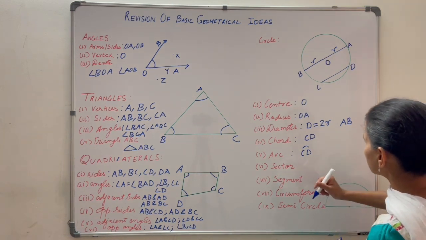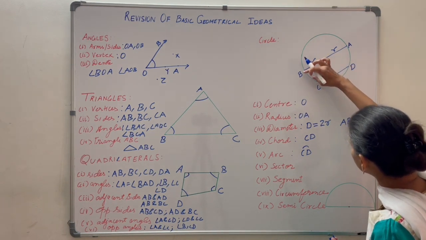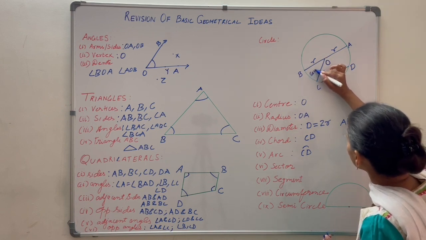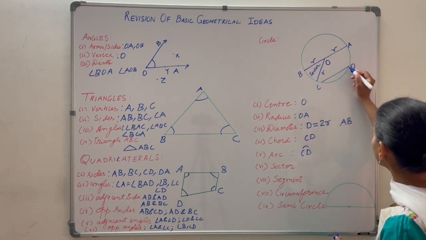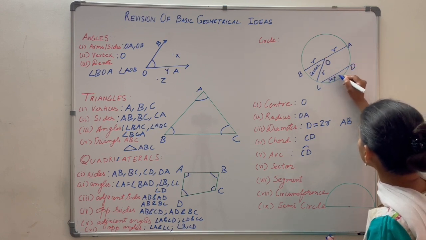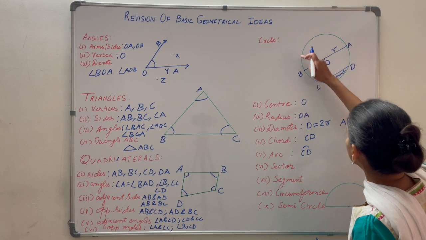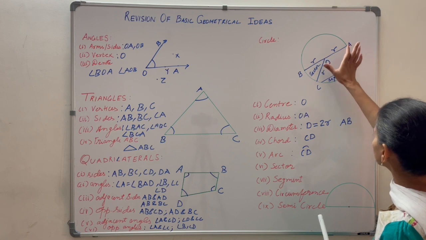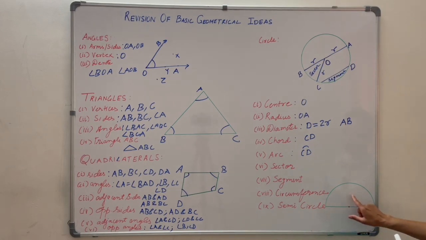Sector. Sector is the region enclosed by the two radii and the arc of the circle. So this is called a sector. Segment is the region enclosed by the chord and the arc of the circle. This is called a segment. Circumference. The boundary of the circle is called the circumference. The diameter of the circle divides the circle into two equal parts. That is called a semicircle.